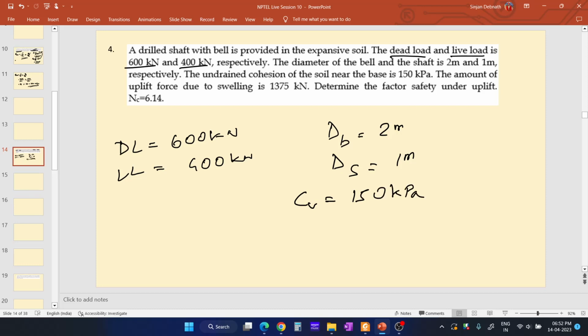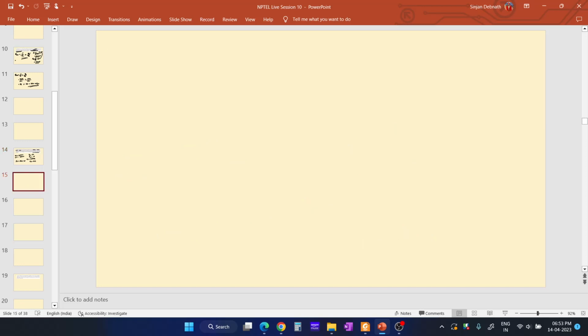And the amount of uplift force due to swelling is 1375. So uplift force Fu is 1375 kilonewton. And Nc is 6.14. So we have been asked to determine the factor of safety under uplift.